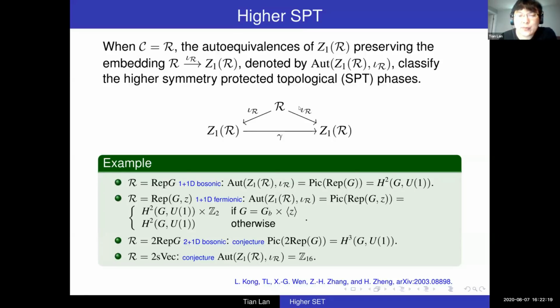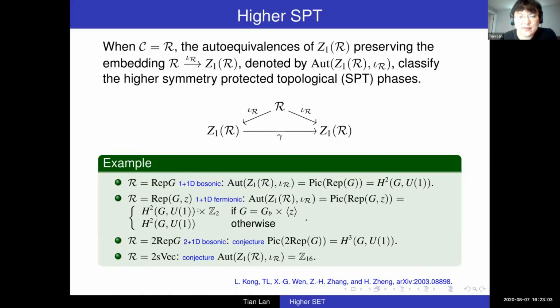And we can really do this computation in 1+1 dimension, and the result is this: all the autoequivalences that commute with the embedding form just the Picard group. For both boson and fermion, it is the Picard group. But if you want to further expand that out, for boson, it's just the second group cohomology group. And for fermion, it depends on whether the fermion parity is a direct summand or not. You can have an actual Majorana layer that contributes a Z2 classification.